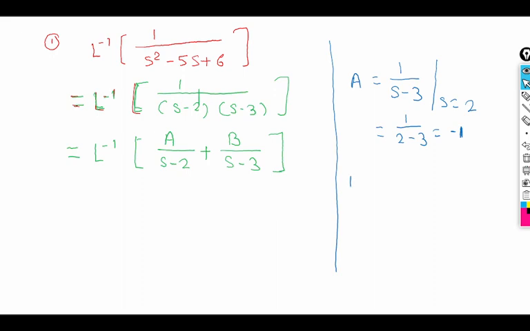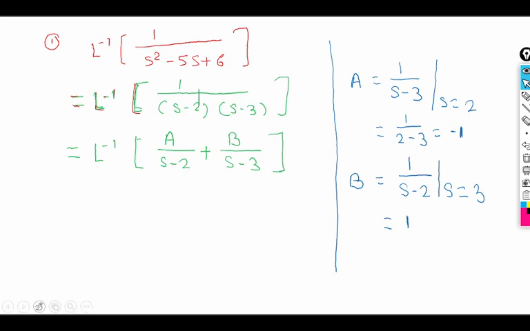Next, to get the value of B, we do the similar shortcut method. Just ignore the denominator of B from the given function. We are left with 1 upon s minus 2, where we replace s by equating the denominator of B to 0, that is, s equals 3. So we get 1 upon 3 minus 2, which is 1. So we got A and B.